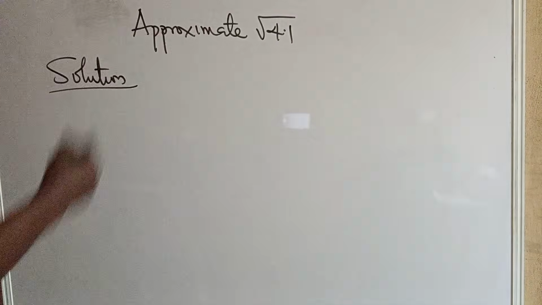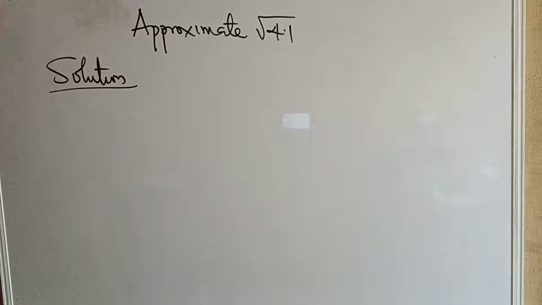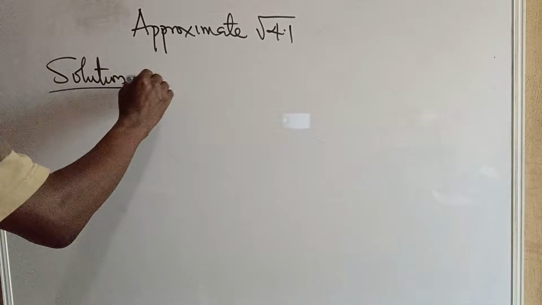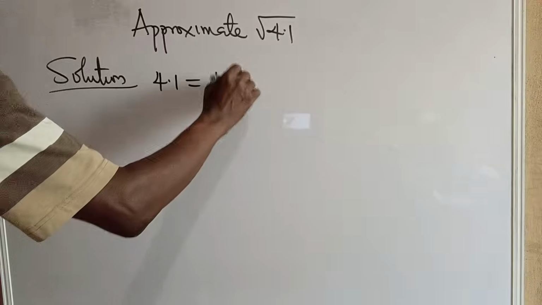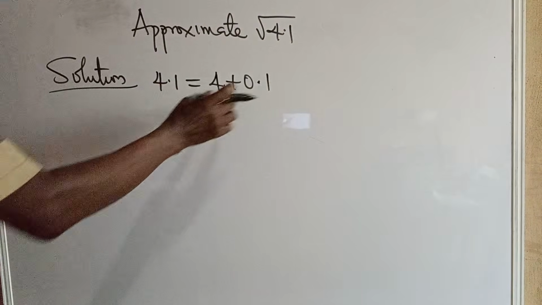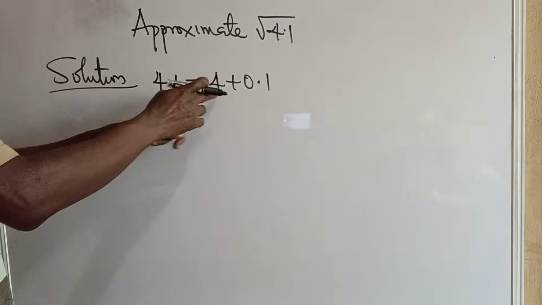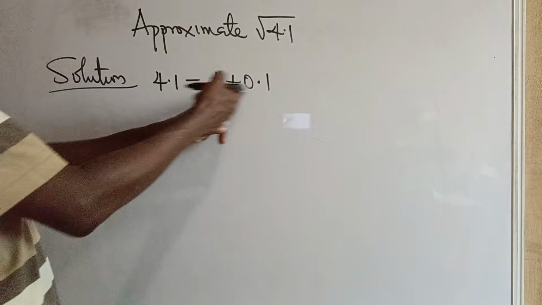Approximate this value, root 4.1. So one of the applications of derivatives is approximation. So now, let's note 4.1 can be written as 4 plus 0.1. Okay, so that means that the additional thing that we add to 4 is 0.1. So we have broken 4.1 into 4 plus 0.1.